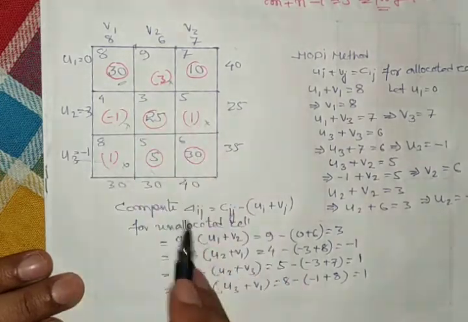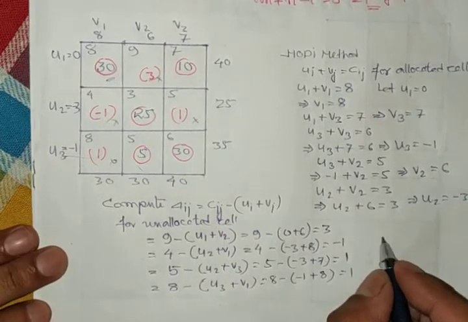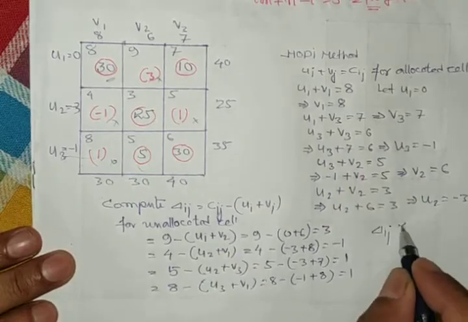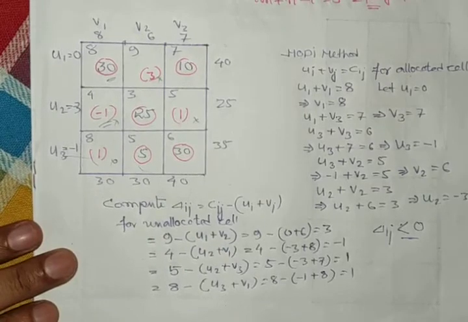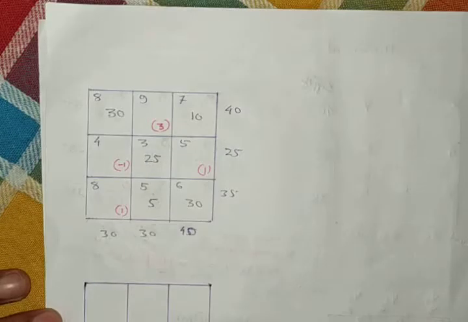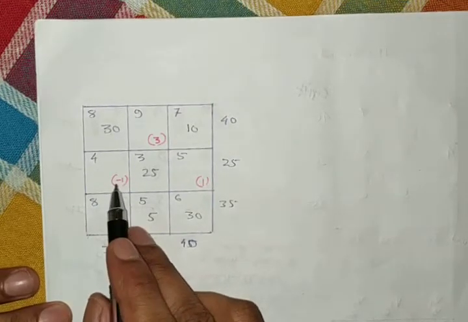So if you observe here, one value of delta ij is less than 0, this one. So this is not the optimum solution. So we have to find a better solution, or we have to find a modified transportation table. Now this is the situation, minus 1 is here, so this table is not optimum.